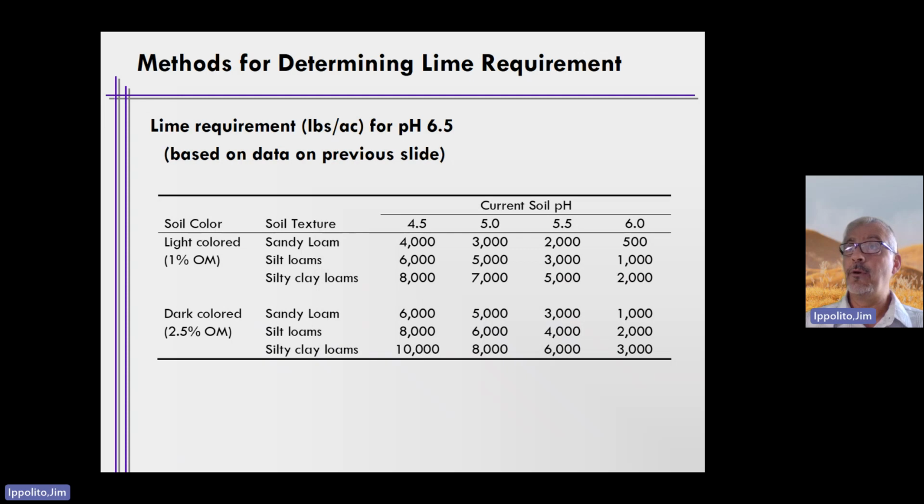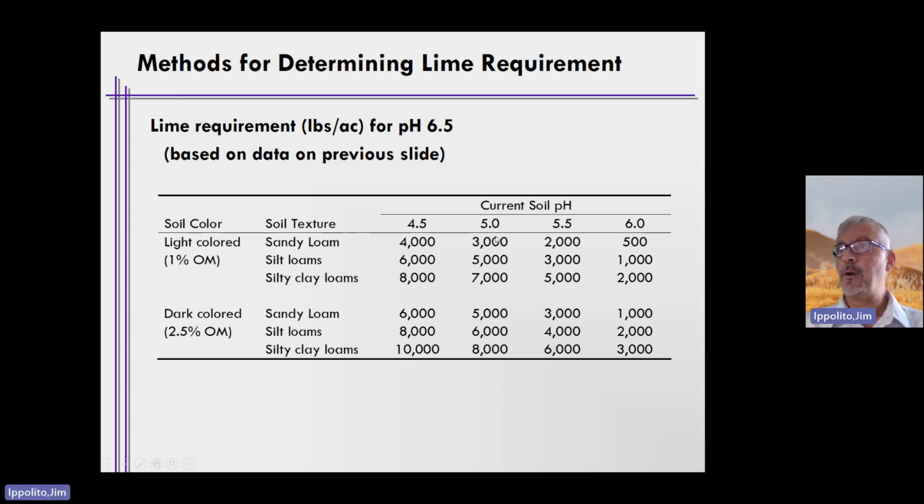All right, so this table tells you a lime requirement in pounds per acre to target a final pH of 6.5, given the current soil pH values ranging from 4.5 to 6, and the soil texture. Is it coarse or is it fine? And how much organic matter is present? Is the soil light colored or dark colored? And this is a rough estimate, but a means by which you can determine a lime requirement. And all these values here in this table are in pounds per acre.